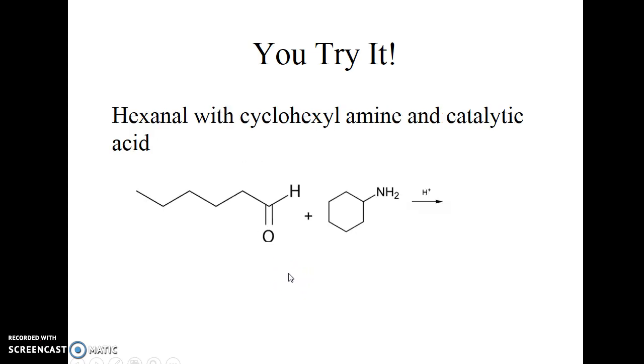What is the product of cyclohexanol with cyclohexylamine? That will be an imine. This is a primary amine. Notice there's only one R group on there, a primary amine. So what we form is an imine.